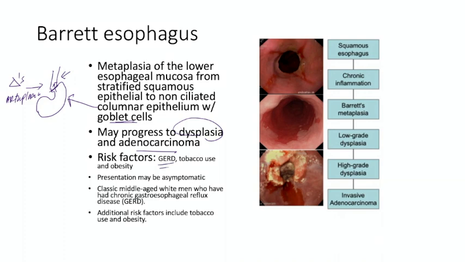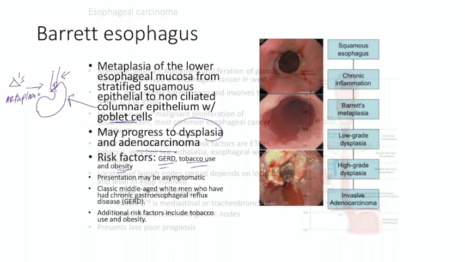So GERD is the number one etiology and increases the risk. Tobacco use and obesity are others. So this presents in a classic middle-aged white man, and they have had a history of GERD. Other things would be tobacco use and obesity.